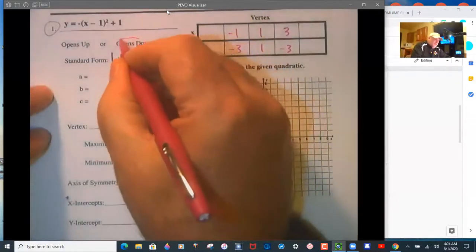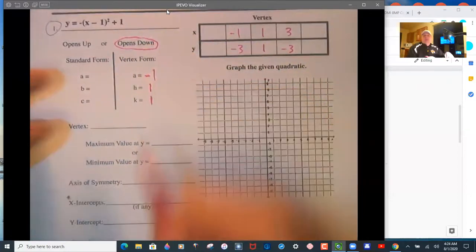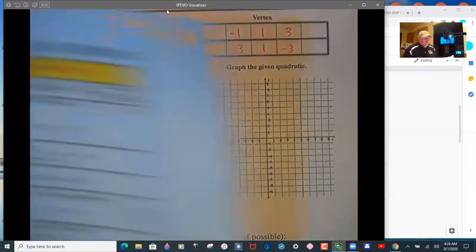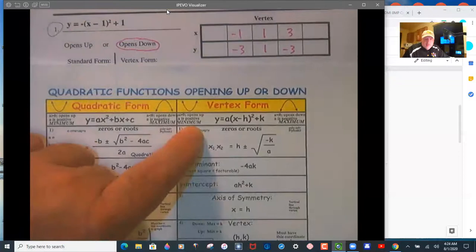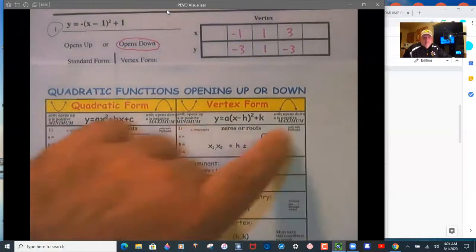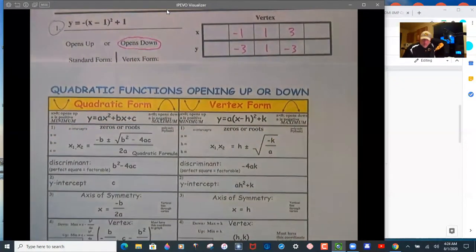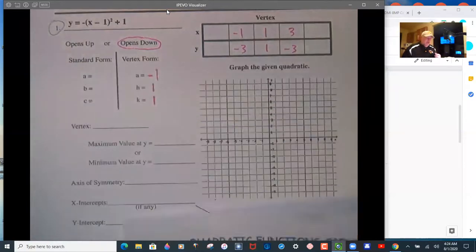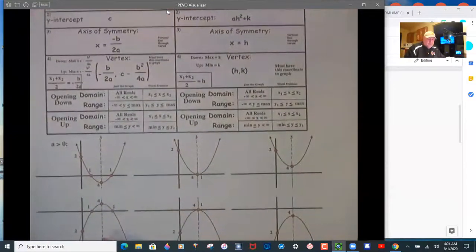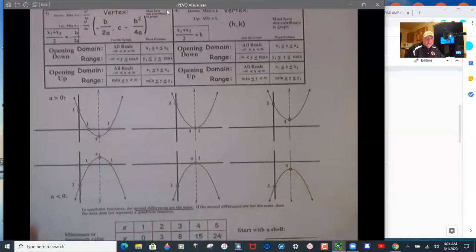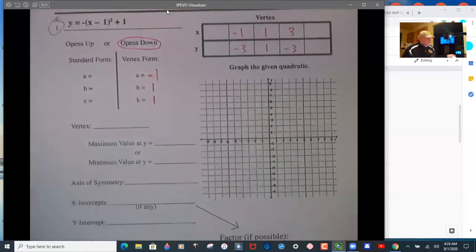So all is the same from here. This is going to open down. Why? Because A is negative. And that's this little information that you see right here. And this is going to look like this in the end. So it's one of these 6 that you need to figure out.